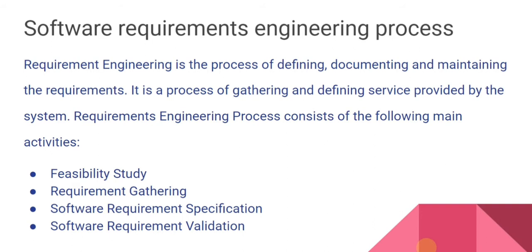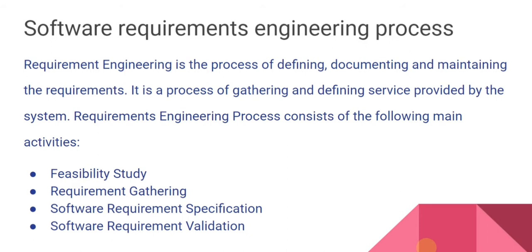So the requirements engineering process consists of the following main activities: feasibility study of the project, requirement gathering, software requirement specification, and software requirement validation. We will give you an introduction to these concepts, and in the coming tutorials, we will explain them in a brief way.